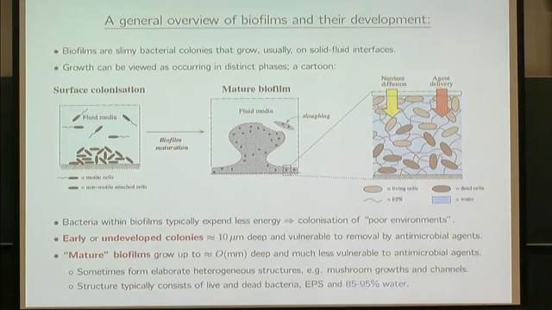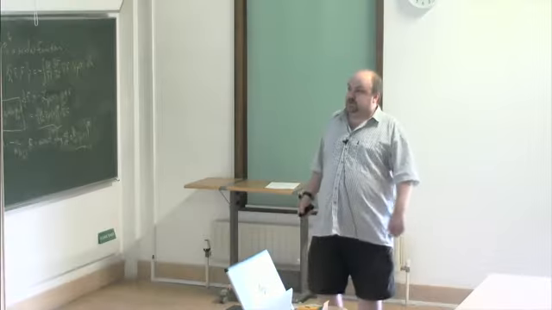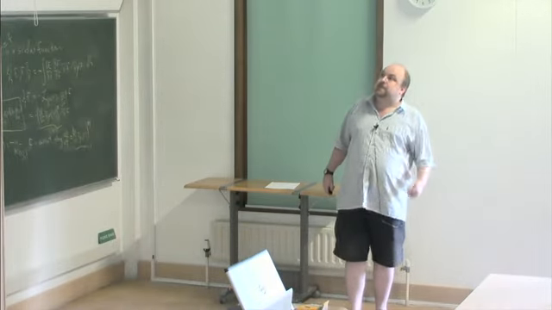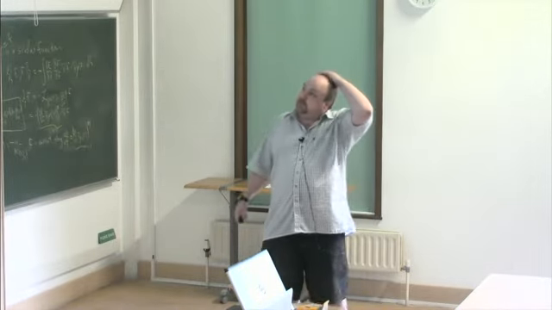So this is a young biofilm, or an early biofilm, and this is what I'm going to call a mature biofilm. And if you take a closer look at a mature biofilm, you get live and dead cells, these stringy things which are the EPS, and the rest is water. So that's kind of what's going on. So what holds the biofilm together?